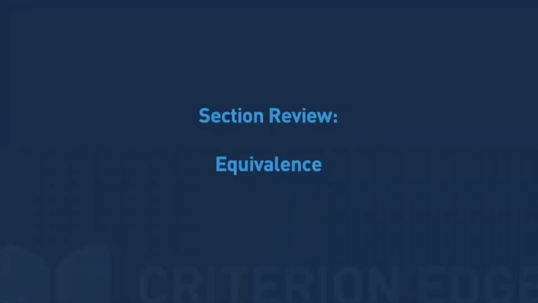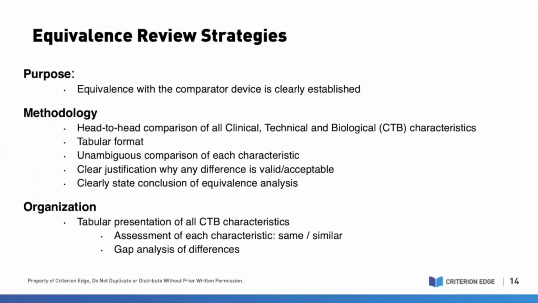Now let's review equivalence. You know, the purpose of an equivalence argument is singular and quite straightforward: to establish that the subject device under evaluation is fully equivalent to the comparator device. Of course, as you all know, the successful equivalence argument establishes that A equals B, and thus data from one can be used to support the safety and performance of the other.